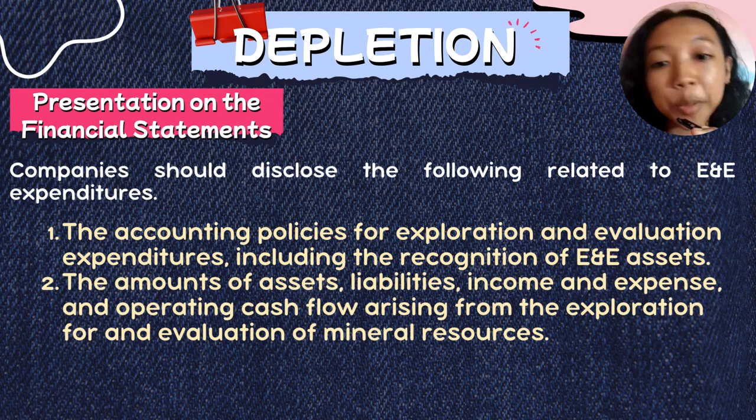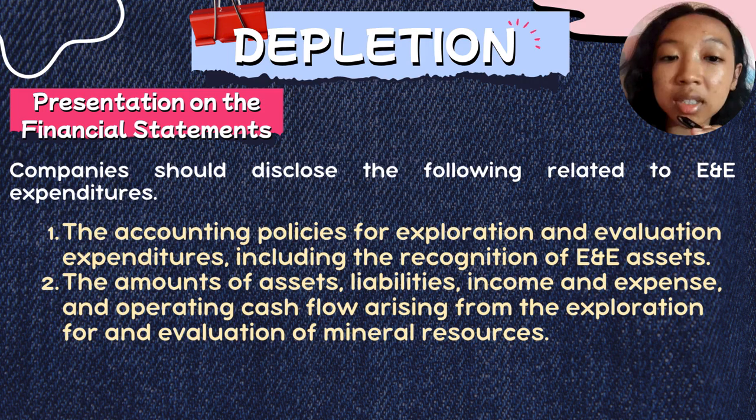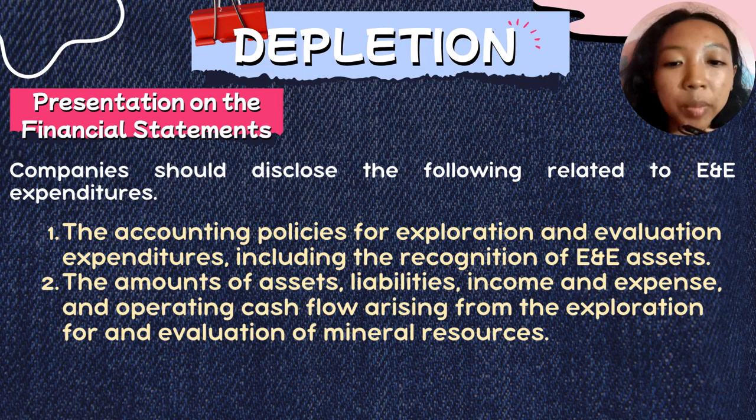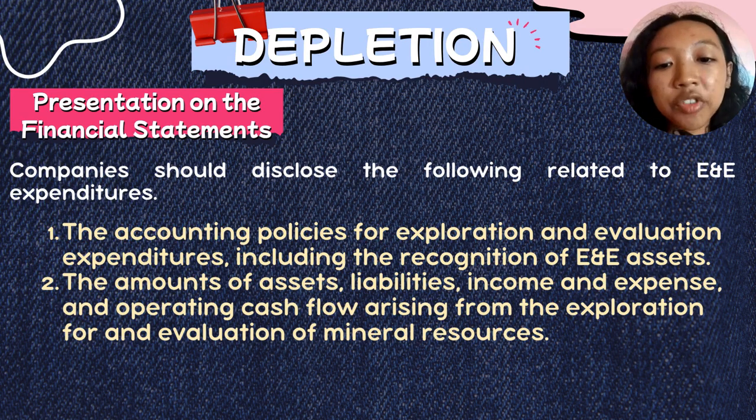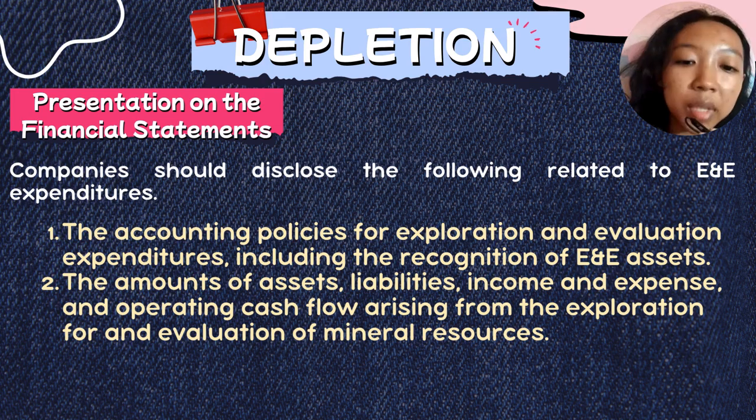And then last in the depletion is the presentation on the financial statement. So the company should disclose the following related information on expenditure. The first one is the accounting policies for exploration and evaluation expenditure, including the recognition of assets. And then the second one is the amount of assets, liabilities, income and expense, and operating cash flow arising from the exploration for and evaluation of mineral resources.